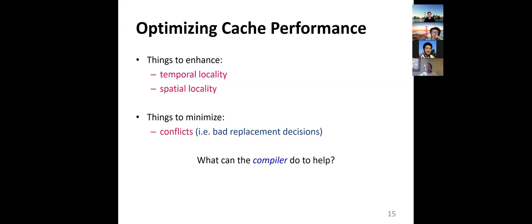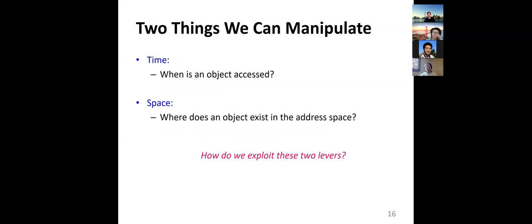So, but we can say, well, this is all about hardware, right? The hardware makes these decisions, what to place in, what to take out. How can the poor compiler have anything to do with it, right? It's not involved in the hardware. And the answer is we have some levels at which we can manipulate.